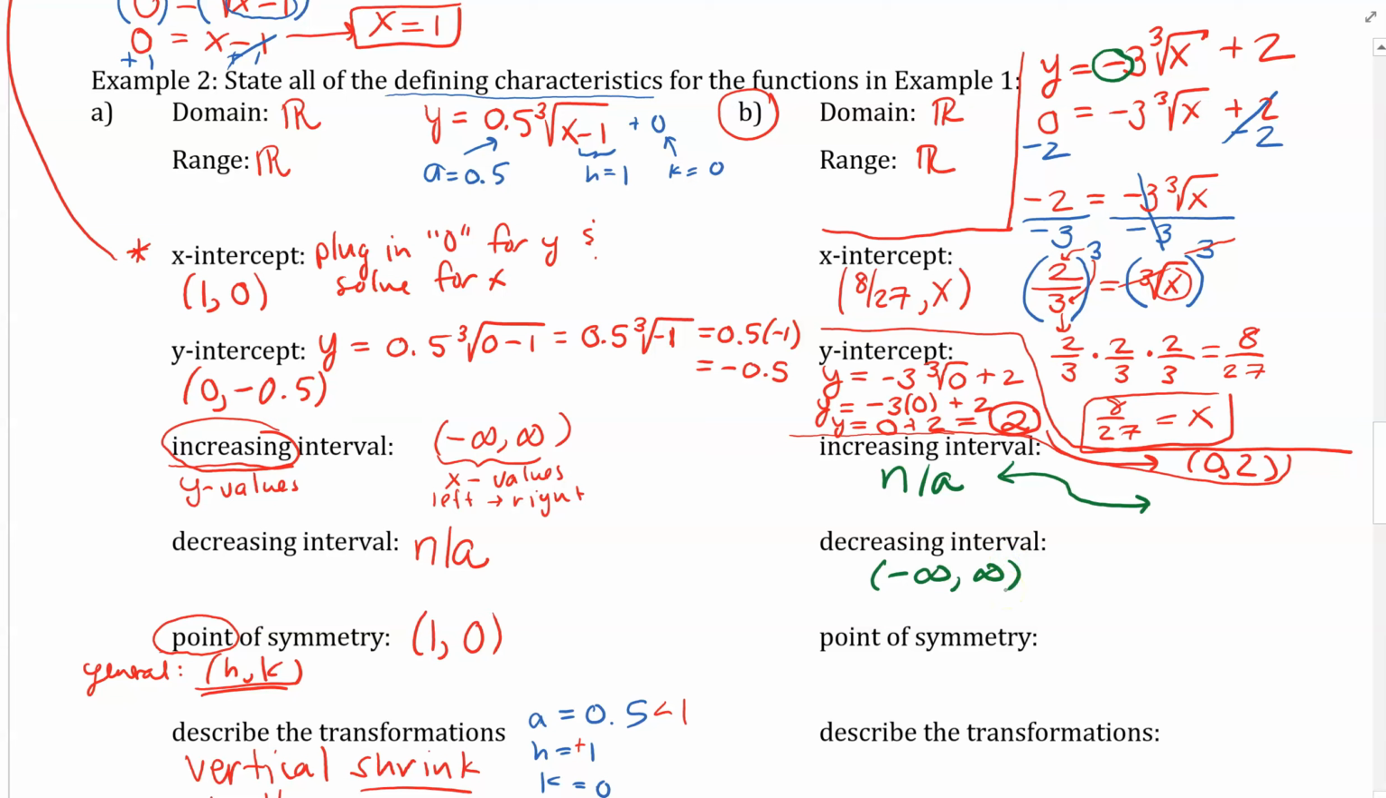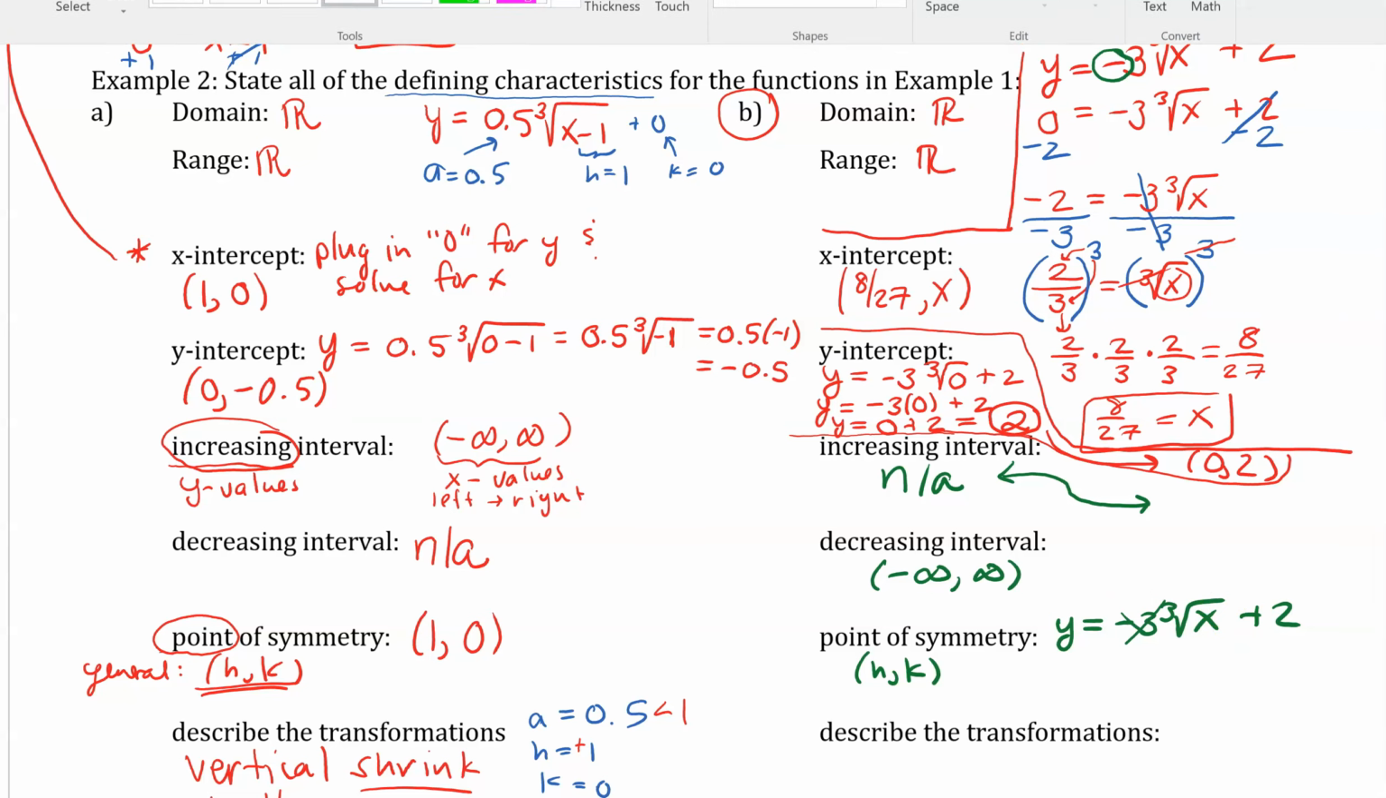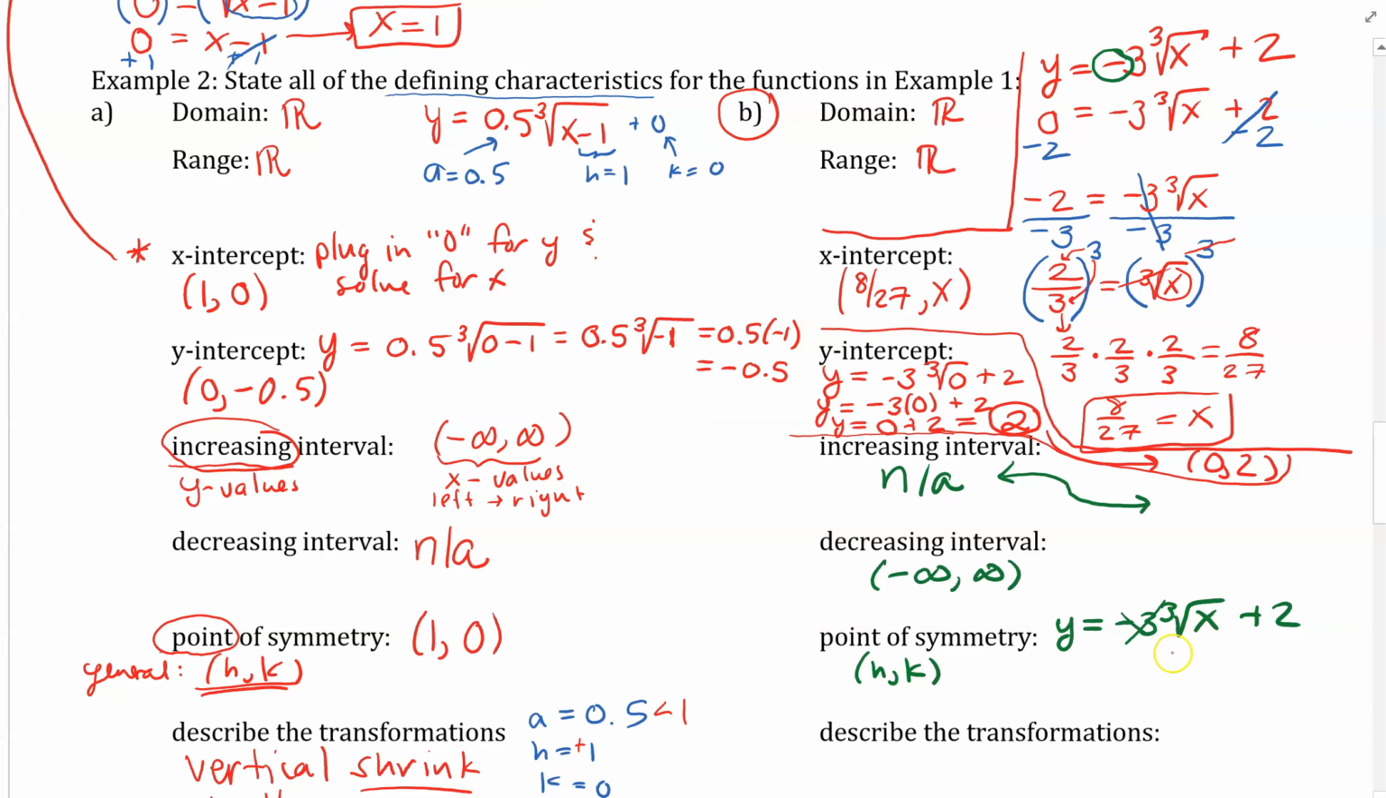And again, the point of symmetry for all of these graphs in general is at h, k. In this particular graph, if you look at the equation, I'll write it again here. The a value is -3, which is neither h nor k, so I kind of ignore that. And I'm just looking inside the radical and outside the radical. Inside the radical would be the h value. And there's nothing in the radical, so then h is 0. And then outside of the radical is the k value, and there was a 2 being added, so k is 2. So in this particular case, the point of symmetry is 0, 2, h, k.